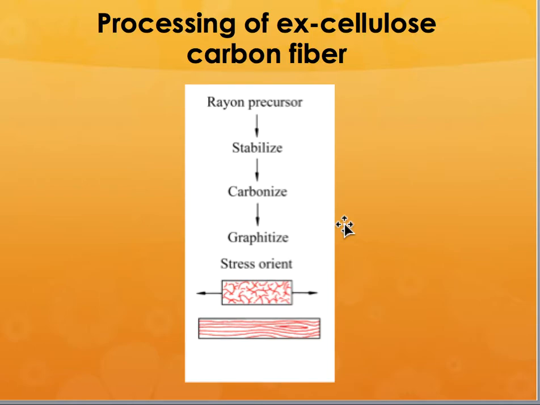You can also produce carbon fibers from cellulose. So these are based on rayon precursors, and these are the kinds of fibers that used to be used for rocket casings and things, I mean rocket nozzles and things like that.